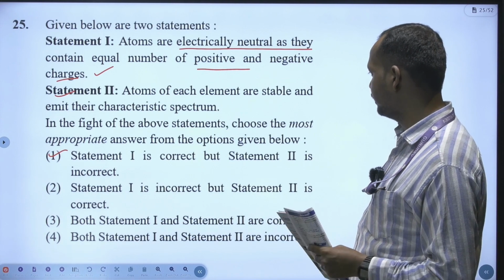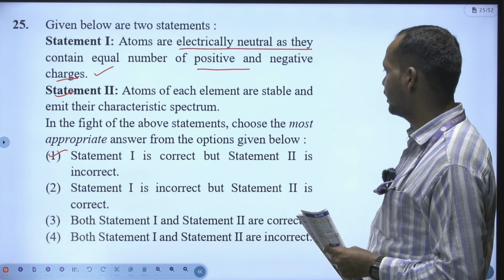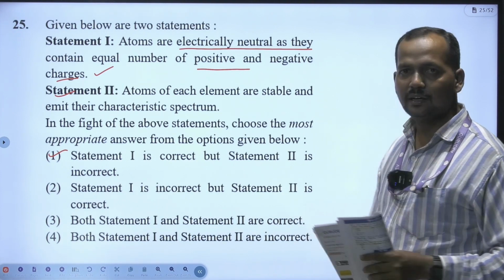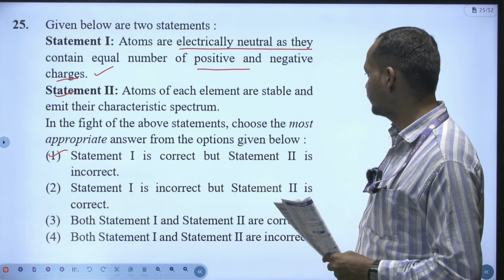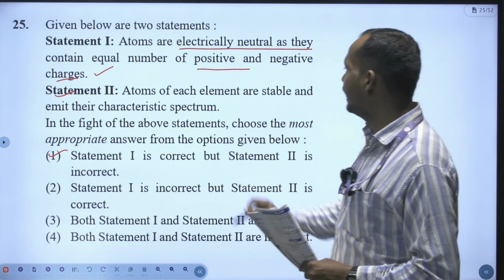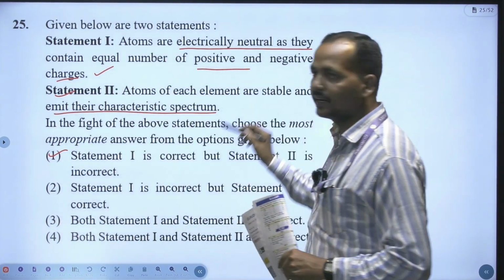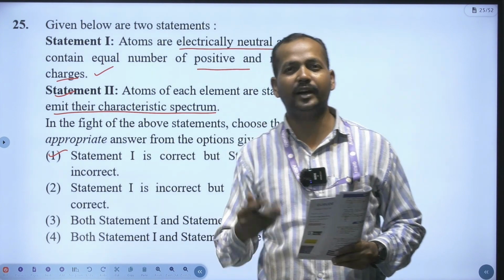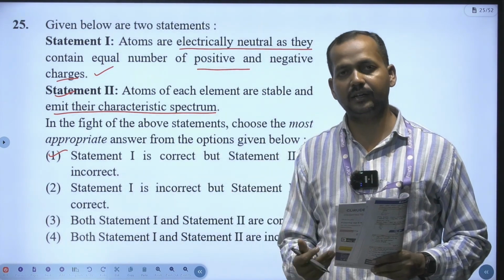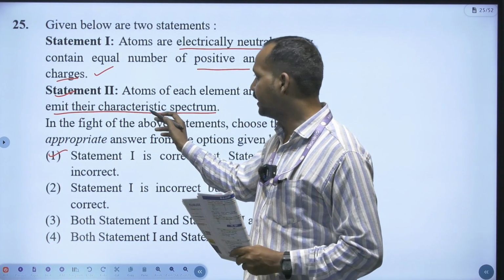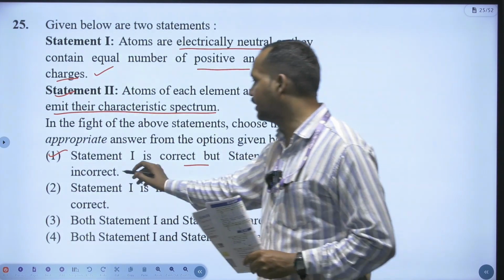Statement 1 is correct, but statement 2 is incorrect. Most appropriate answer with the option given below. So here statement 1 is correct and statement 2 is incorrect, that atoms of each element are stable and emit their characteristic spectra. But atoms are not always stable, like uranium, thorium. These are unstable when they get converted. So hence the second statement is wrong. Hence, statement 1 is correct, but statement 2 is incorrect.